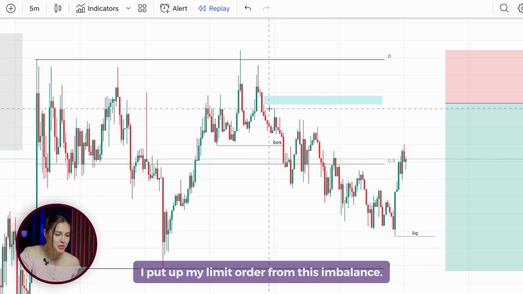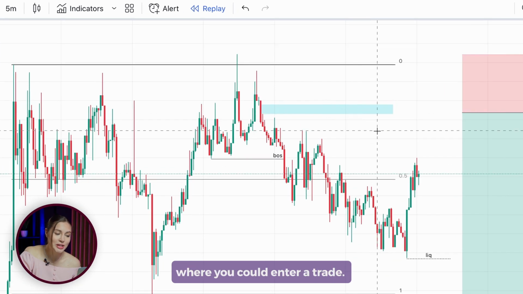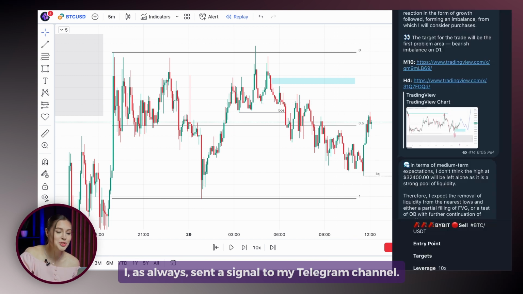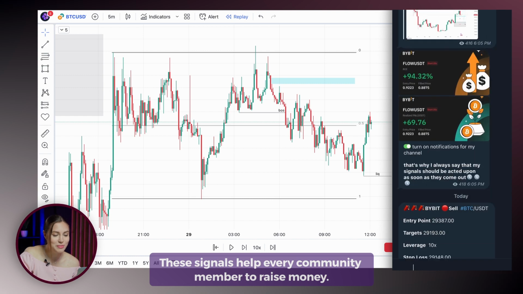I put up my limit order from this imbalance. This is the only trigger point where you could enter a trade. But before doing so, I, as always, send a signal to my Telegram channel. These signals help every community member to raise money.